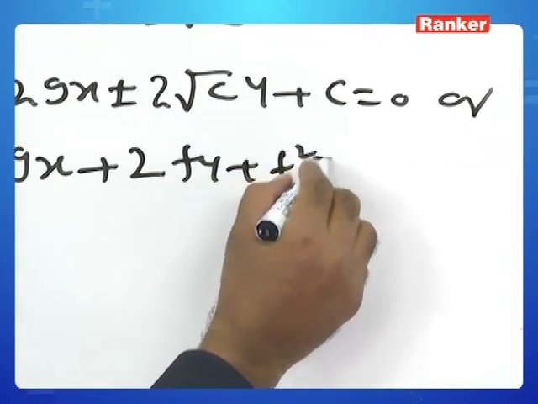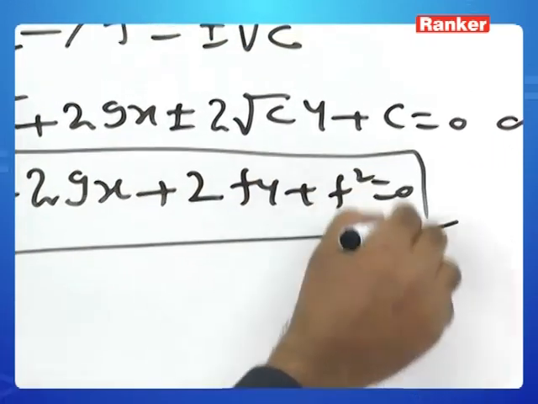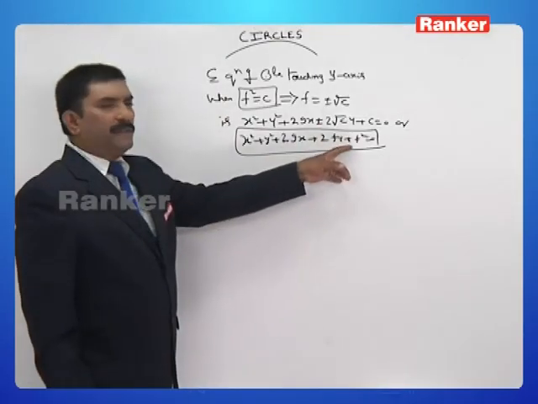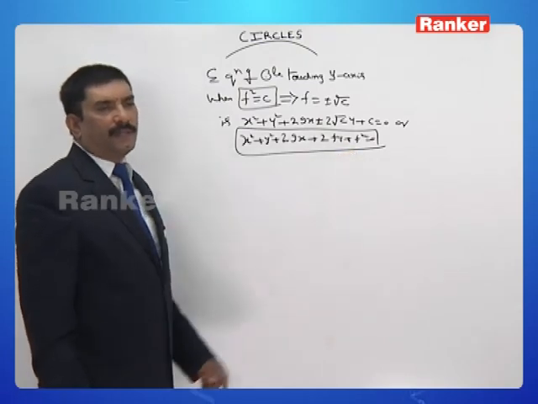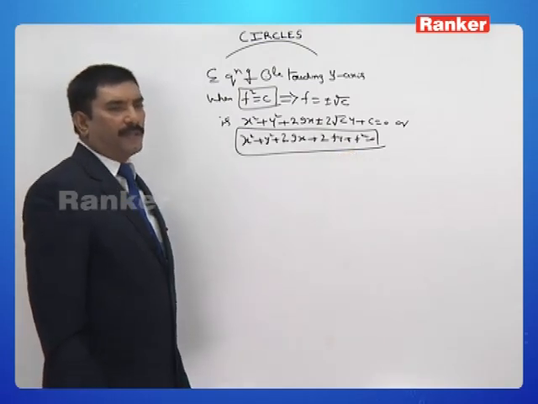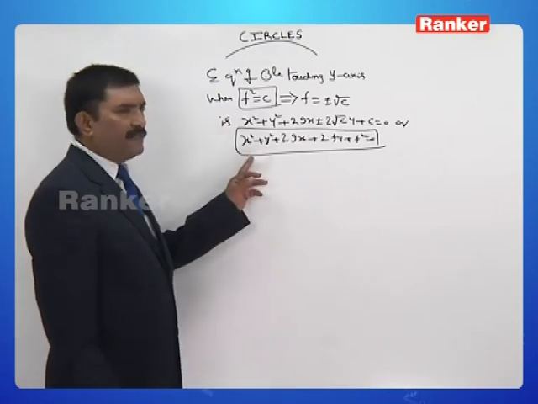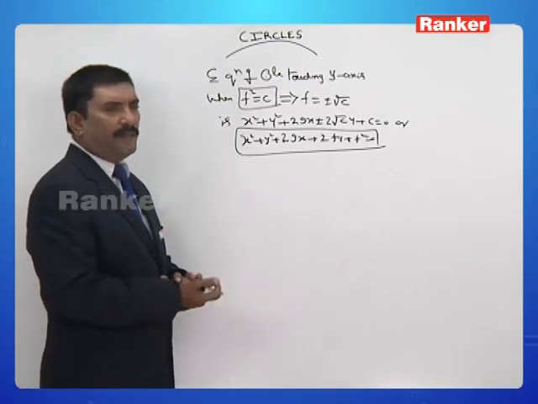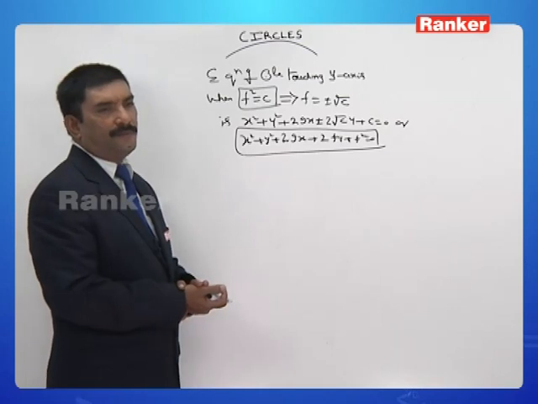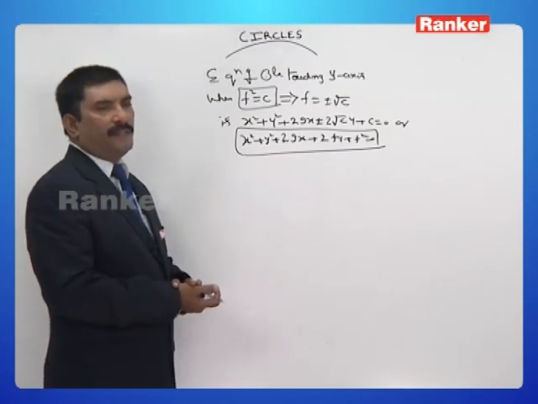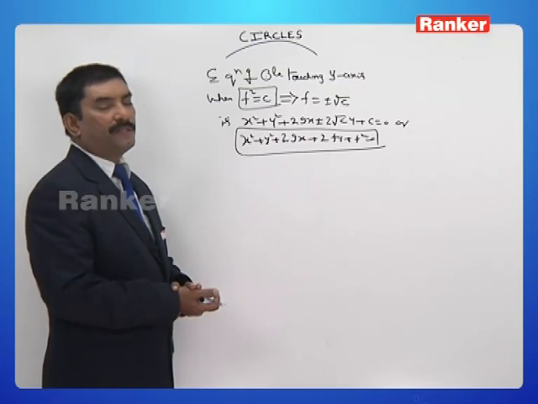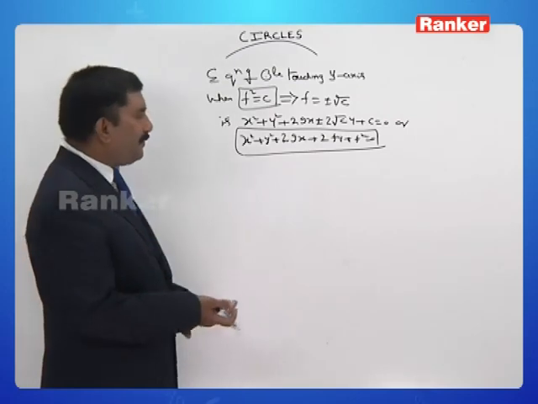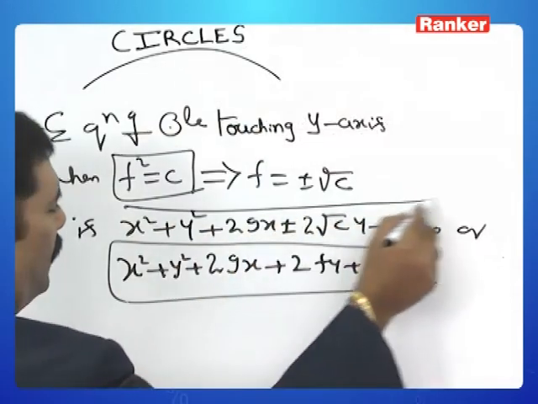I can write f square. This is also one way of representing that the circle is touching the y-axis. Just by seeing c equals f square, you can understand the circle is touching the y-axis. Now this circle touches the y-axis from the right side when g is negative. From the left side, g is positive, because in the second quadrant the x coordinate is negative. In the first quadrant, the x coordinate is positive.